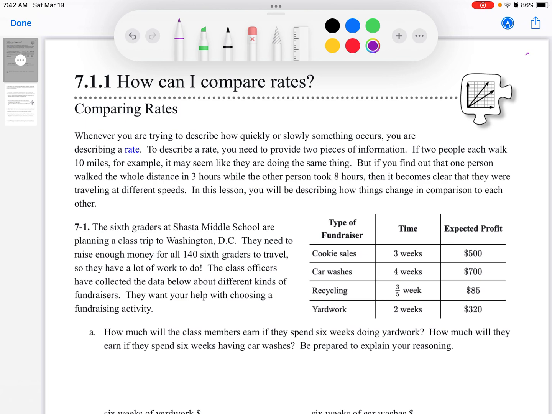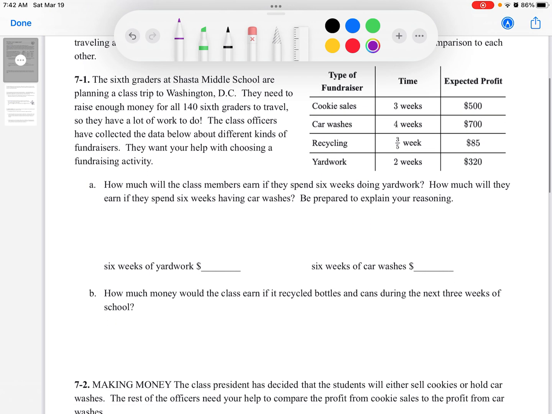So, the sixth graders at Shasta Middle School are planning a class trip to Washington, D.C. They need to raise enough money for 146 graders to travel, so they have a lot of work to do. Class officers have collected the data about different kinds of fundraisers. They want your help choosing a fundraiser activity. How much will the class members earn if they spend 6 weeks doing yard work? How much will they earn if they spend 6 weeks having car washes? Be prepared to explain. So in the yard work, 2 weeks is already $320.